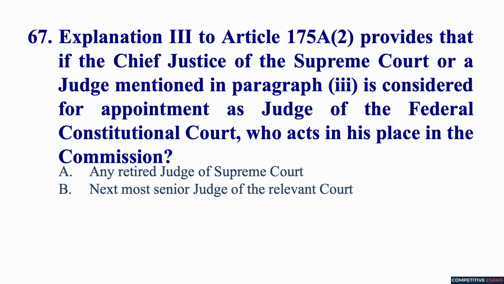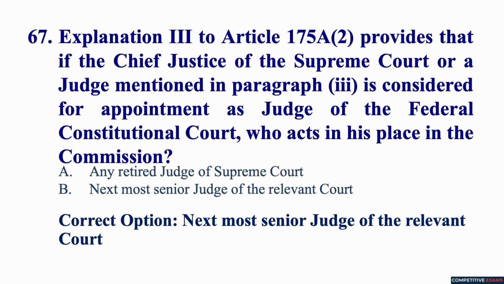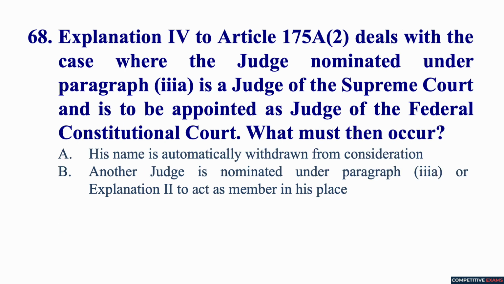Explanation 3 to Article 175A2 provides that if the Chief Justice of the Supreme Court or a judge mentioned in paragraph 3 is considered for appointment as judge of the Federal Constitutional Court, who acts in his place in the Commission? Next, most senior judge of the relevant court.